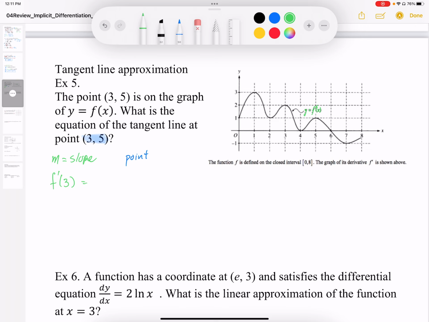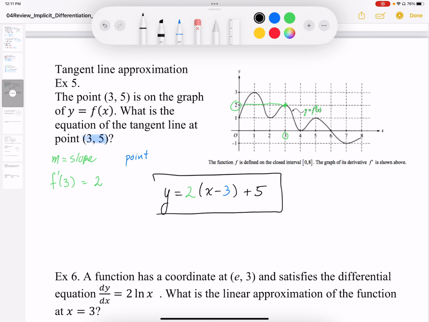So when I take a look at this graph, there's 3, the y value is equal to 2, so that means that the slope is equal to 2. Once I have the slope, I can then write the equation of that tangent line. y equals slope 2, and then the point is going to be at x equals 3 and y equals 5. So there's the equation of my tangent line.